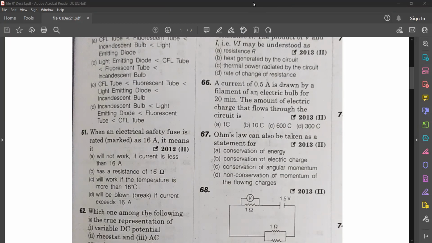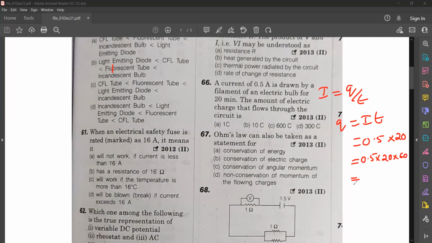So we need to find the charge, isn't it? As already written, I is equal to Q by T. So Q is equal to I into T, current into time. Current they have given 0.5 ampere, into time is 20 minutes. So 0.5 into 20 minutes has to be converted to seconds because seconds is the SI unit, isn't it? So into 60. So 0.5 into 20 into 60. So what is the answer?